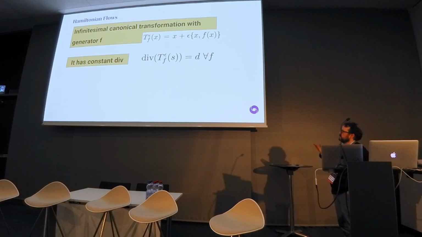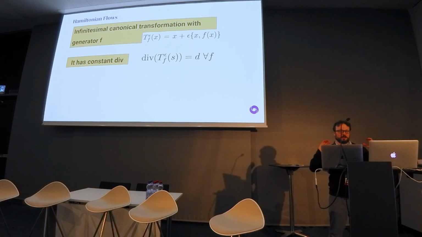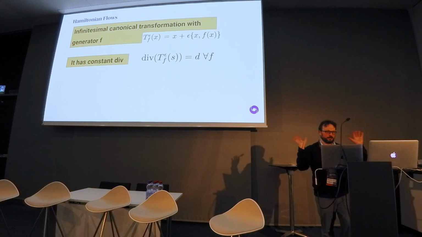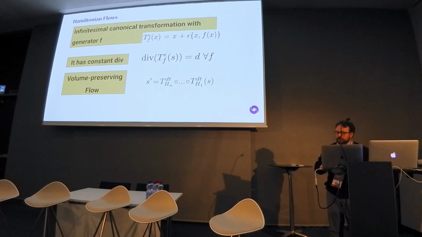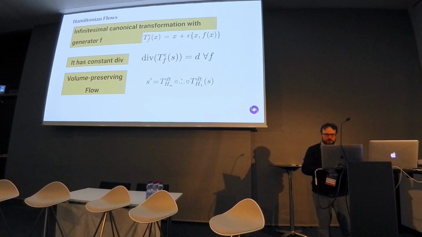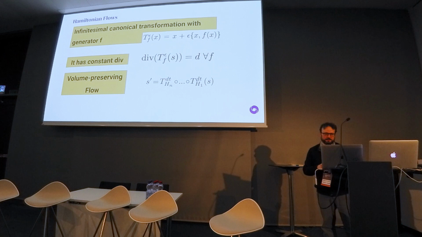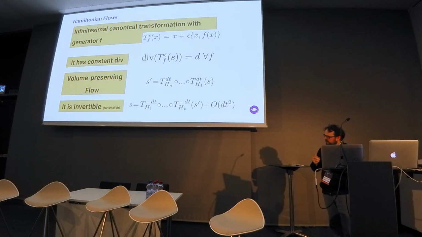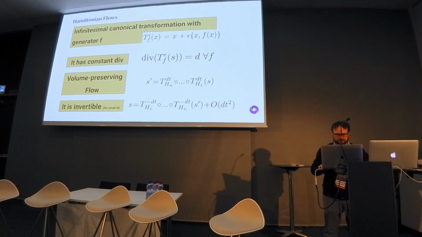So this object has some obvious properties. It has constant divergence, which means that this Hamiltonian ODE will be volume preserving in the full state space, which means that once you build these discrete flows out of this sequence of infinitesimal canonical transformations, it will also inherit this property. And obviously, it is invertible, at least in the limit of time going to 0, and in certain circumstances, even in discrete time.